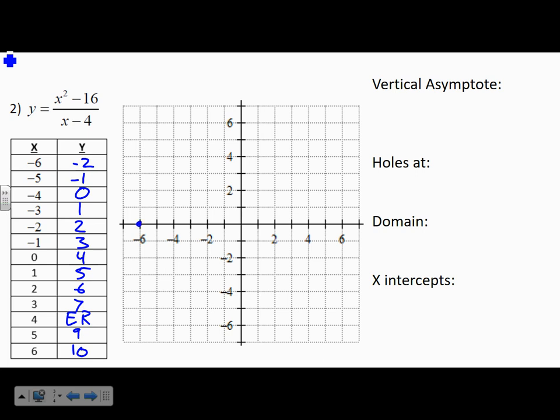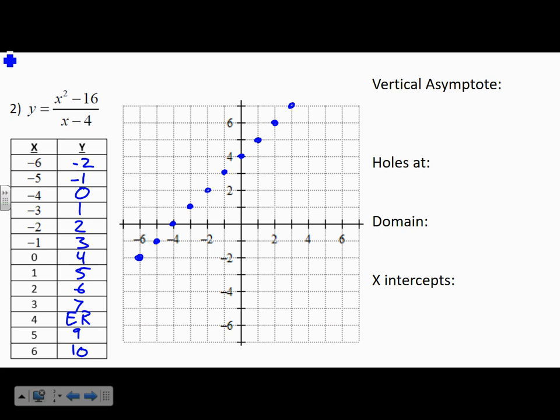-6 is -2, -5 is -1. You should also make sure you know how to graph. -6 is -2. That's down here. -5 is -1. -4 is 0. -3 is 1. -2 is 2. -1 is 3. 0 is 4. 1 is 5. 2 is 6. 7. There's nothing at 8.